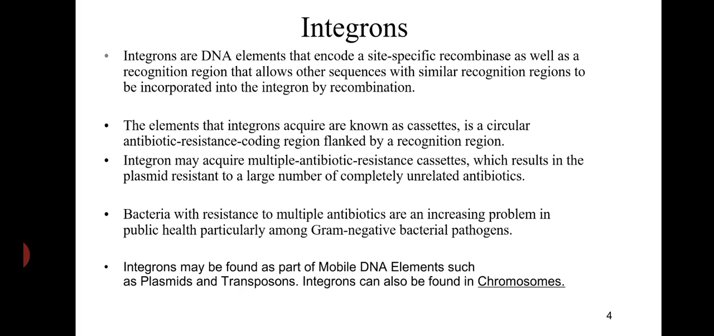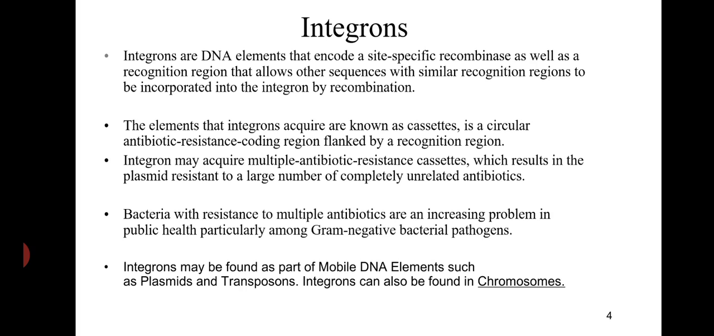The integron may acquire multiple antibiotic resistance cassettes, which results in plasmid resistance to a large number of completely unrelated antibiotics. Means the bacteria acquire this multi-drug resistance character by incorporating these gene cassettes into the integrons. Bacteria with resistance to multiple antibiotics are an increasing problem in public health, particularly among gram-negative bacterial pathogens. Bacteria resistant to antibiotics are increasing day by day.